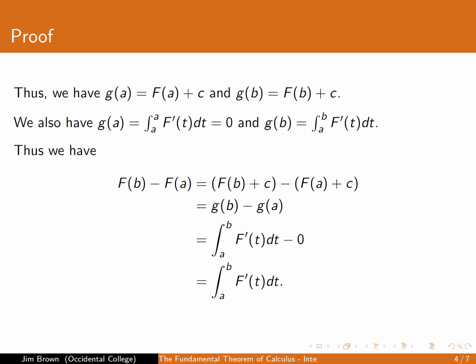So now we can combine all of this. If we take f of b minus f of a, that's f of b plus c minus f of a plus c, because the c's just cancel out. But the reason we write it like that is because we know f of b plus c is g of b, and f of a plus c is g of a. So we really get that f of b minus f of a is g of b minus g of a. And then we saw that g of b is the integral from a to b of f prime of t dt, and g of a is 0. So we end up with exactly what we were trying to show, that big F of b minus big F of a is the integral from a to b of f prime of t dt.